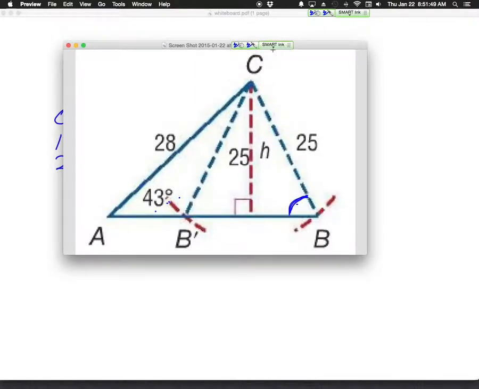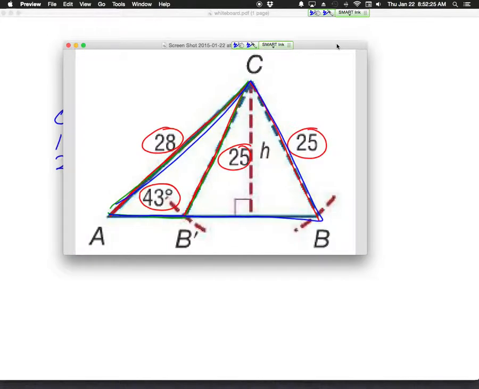Alright, so this is the situation where there are 2 triangles. Let's notice the information that was given. They are giving me this angle, they are giving me this side, which is 28, and they're also giving me this side, which is 25. But notice what can happen with that side. It can be placed in 2 different positions, so it can produce 2 different triangles. I've got one triangle right there, and another triangle that is the bigger one out there.